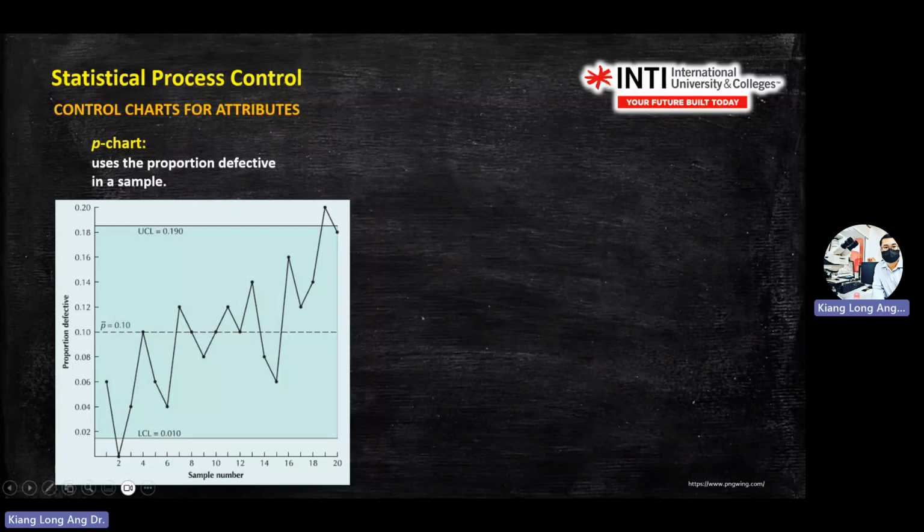Okay, last week we covered P graph, P chart and C chart. So this will be the illustration of what is P chart and C chart. What's the difference between P chart and C chart is the axis. When you plot a P chart, you need the proportional defective.